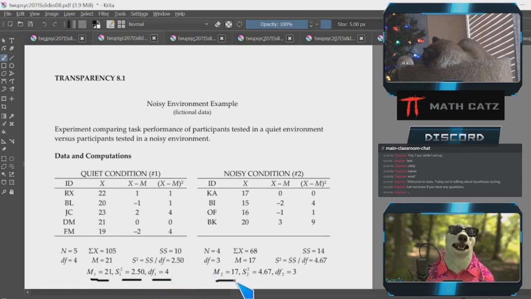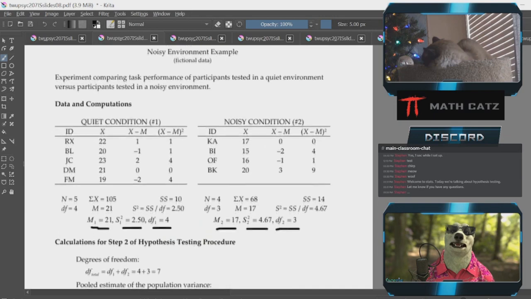And then we do the same. The mean scores for group 2. Variance for group 2. Degrees of freedom for group 2, 3, because there are only 4 in the sample. Now we want to pool these together.